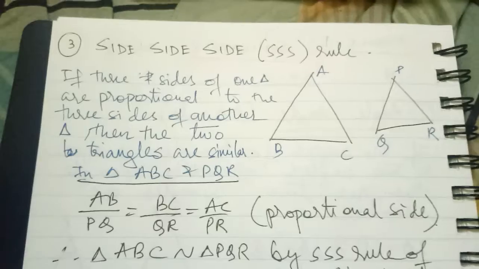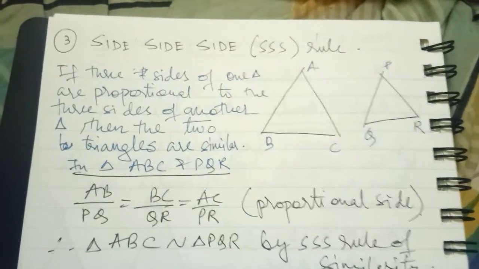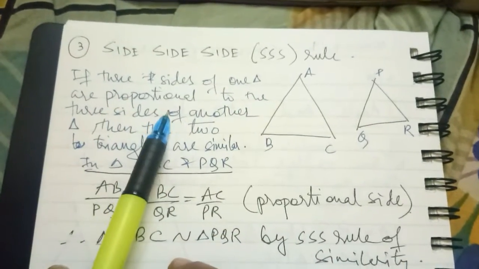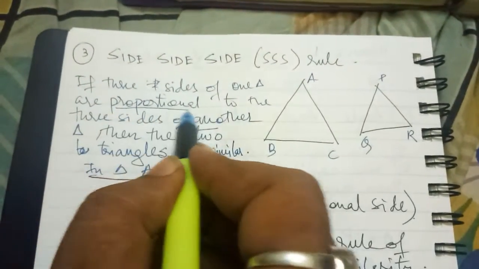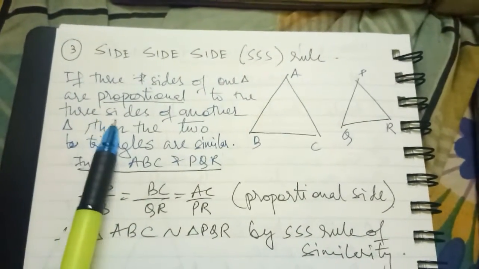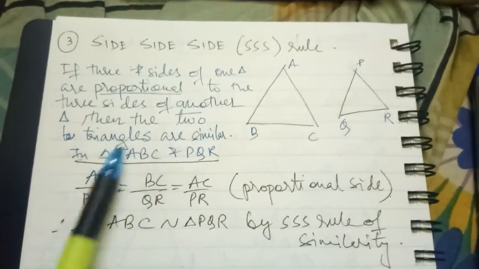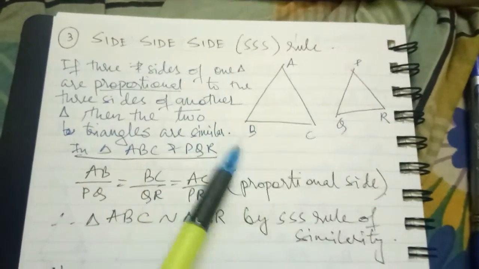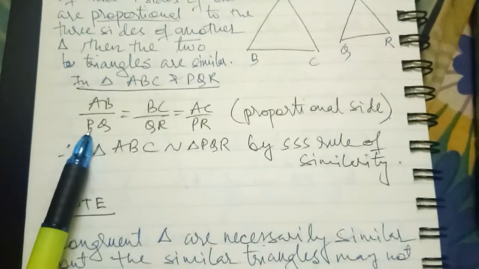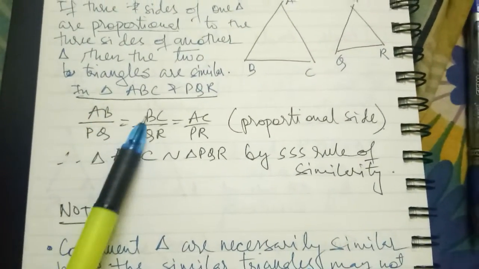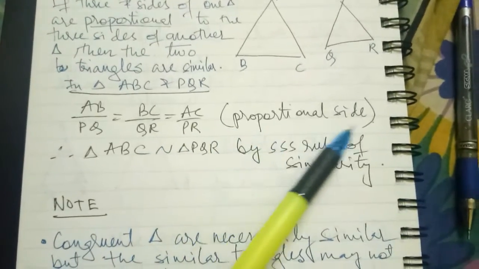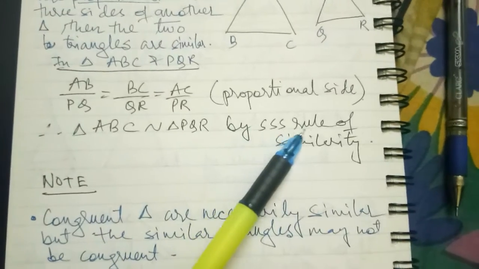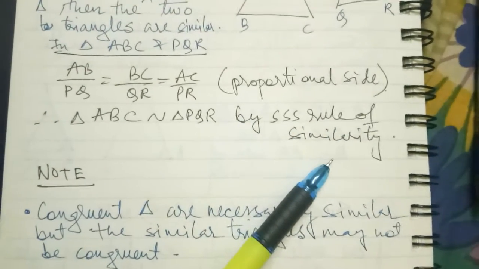The third rule, what is given? Side rule. We have done it in congruence also, here also. See what is given. If three sides of one triangle are proportional, again the term is proportional, not equal, to the three sides of another triangle, then the two triangles are similar. In ABC and PQR, all these sides are in the form of proportional only: AB by PQ, BC by QR, AC by PR. Therefore triangle ABC is similar to triangle PQR by side rule of similarity.